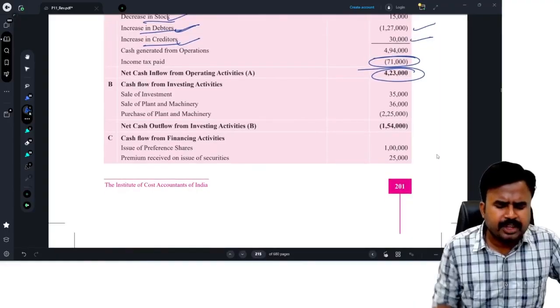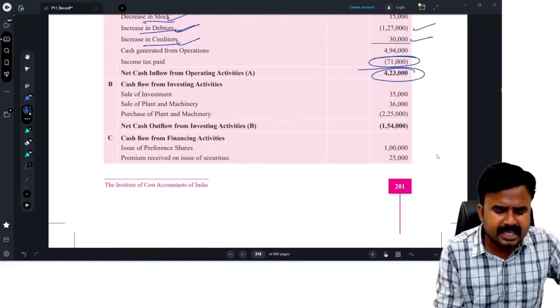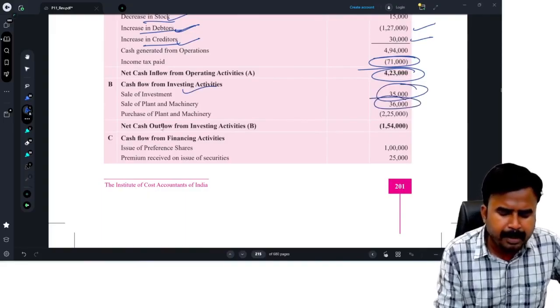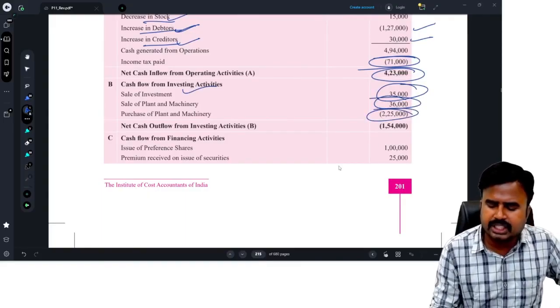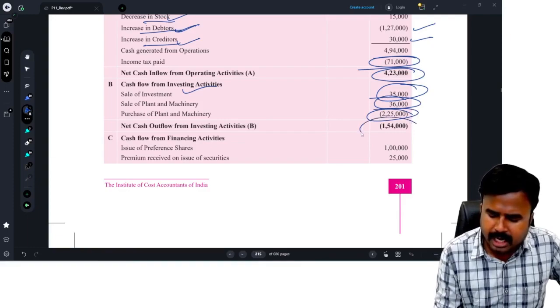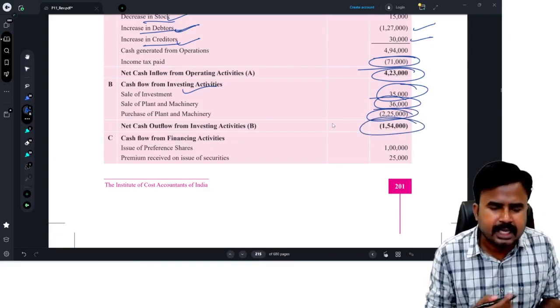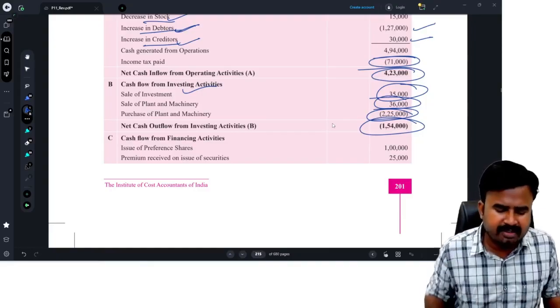Then after that, your financing and investing activities are regular transactions. Sale of investments 35,000. Sale of plant and machinery 36,000. Purchase of plant and machinery 2,25,000 deduction. So positive minus plus, I got 1,54,000 negative balance. That means investing activity is not generating cash. In fact, we are using cash for investing activities.